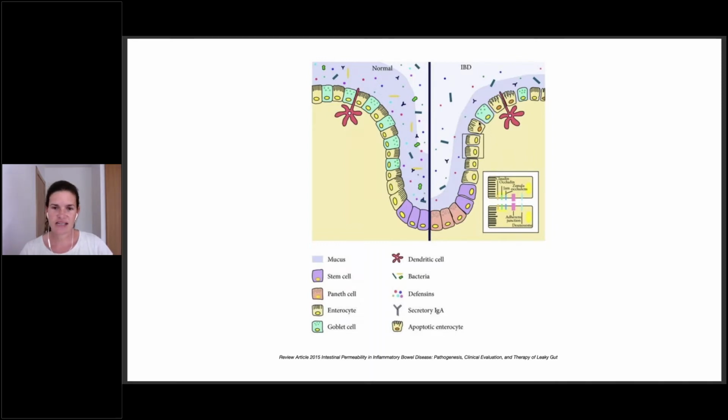Also, the cells are not well joined to one another, so this represents a high permeability status. And also, some of these cells are represented as broken cells, apoptotic cells, like this one.